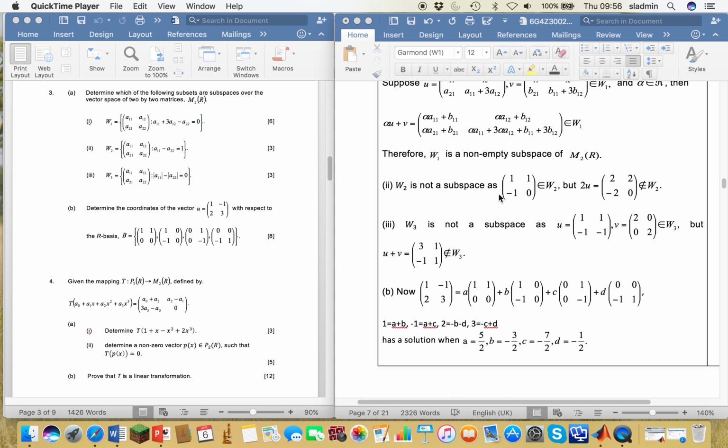But you can see if we multiply this vector by the scalar 2, then 2u gives us 2, 2, minus 2, 0. Now this vector no longer belongs to W2 because A11 take away A22 no longer gives us 1. So this vector 2u does not belong to W2. Therefore W2 is not a subspace.